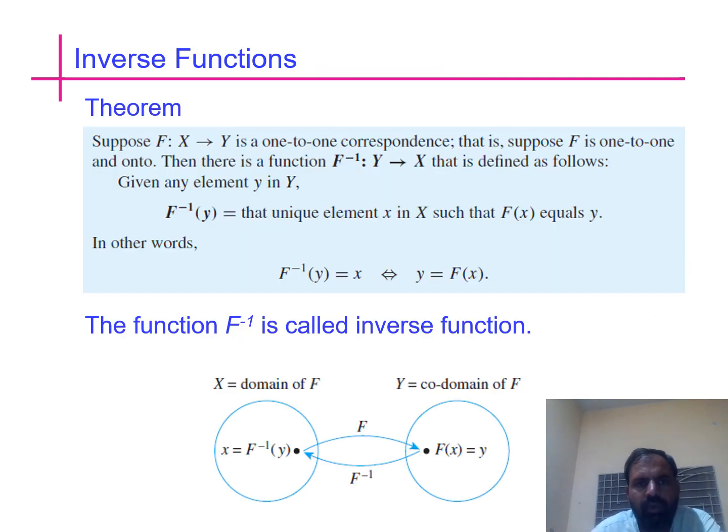Now we discuss inverse functions. Here's the theorem. Suppose f from X to Y is a one-to-one correspondence, that is, suppose f is one-to-one and onto. Then there is a function f inverse from Y to X defined as follows. Given an element y in Y, f inverse of y is equal to that unique element x in X such that f of x is equal to y. In other words, f inverse of y is equal to x if and only if y is equal to f of x.